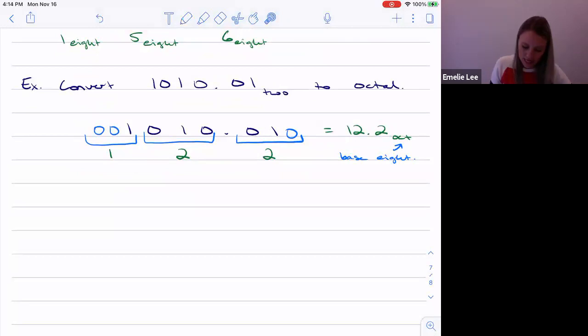So you create groups of 3 even if you don't have any. If you're on the left of the decimal, then you add leading zeros. If you're to the right of the decimal, you add trailing zeros. So it depends on where you are on the decimal. Okay.